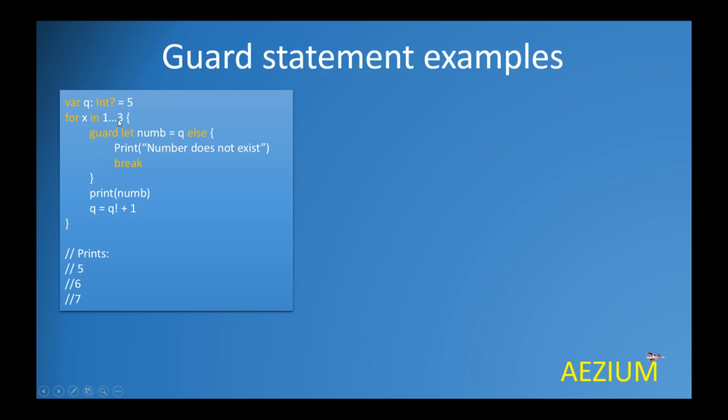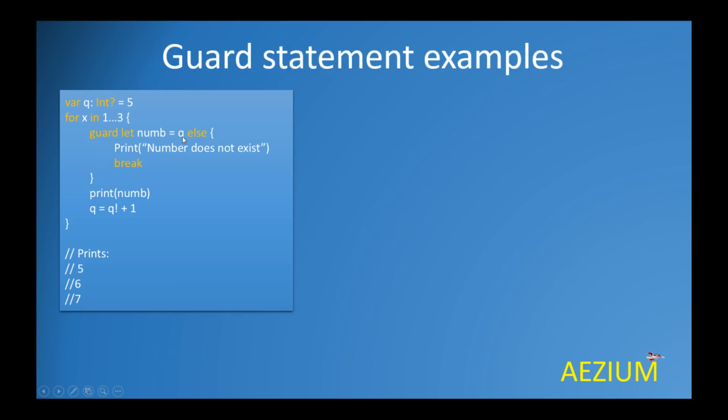The way this works is like this: once we enter the loop, for each entry of the loop, we first check whether q contains a non-nil value. If it contains a non-nil value, this condition will be true, and also the unwrapped value of q will be assigned to this parameter called num here. When the condition is true, the guard statement allows us to execute the code beneath it, which falls within the boundaries of our for in loop structure.